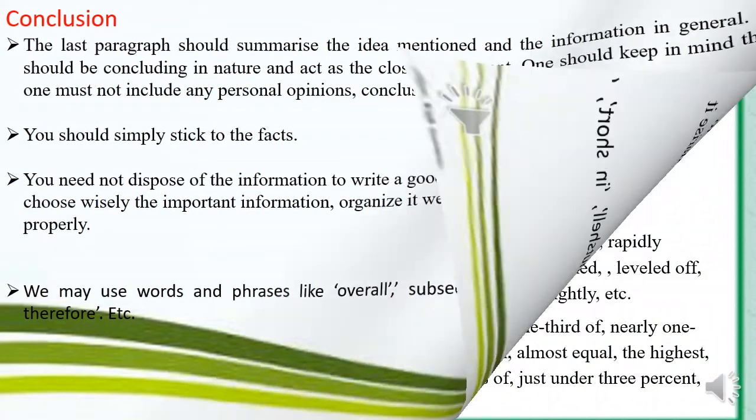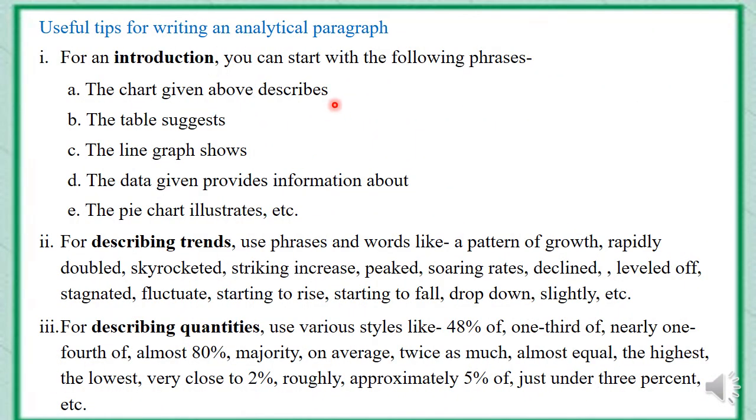Next. What are the useful tips for writing an analytical paragraph? First, for an introduction, you can start with the following phrases. The chart given above describes. These are the sentences, statements or phrases you can use. The chart given above describes. The table suggests. The line graph shows. The data given provides information about. The pie chart illustrates, etc. These are the phrases you can use to write an analytical paragraph.